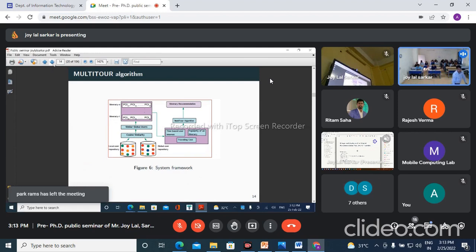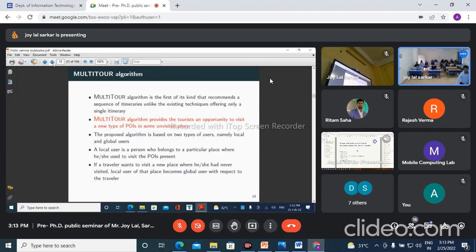So I will describe what the multi-tour algorithm exactly is. The multi-tour algorithm is the first kind that recommends a sequence of itineraries, because this is our objective, multiple itineraries. The multi-tour algorithm provides the tourist an opportunity to visit a new type of POI. So this is very important.